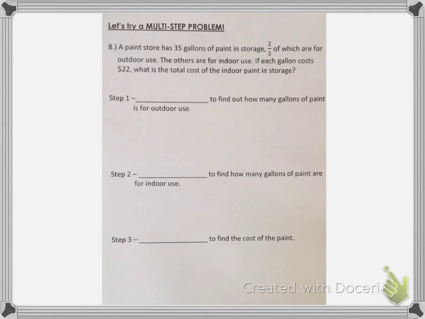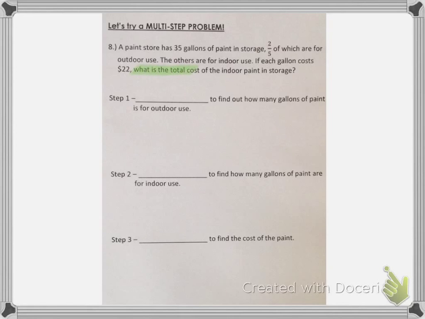All right, now let's try a multi-step problem, which is a word problem in which we have to do a few different things. A paint store has 35 gallons of paint in storage, 2/5 of which are for outdoor use. The others are for indoor use. If each gallon costs $22, what is the total cost of the indoor paint in storage?